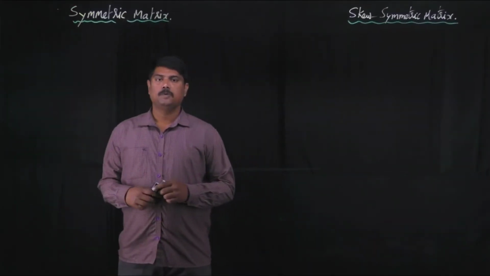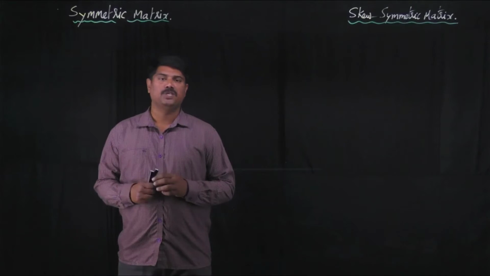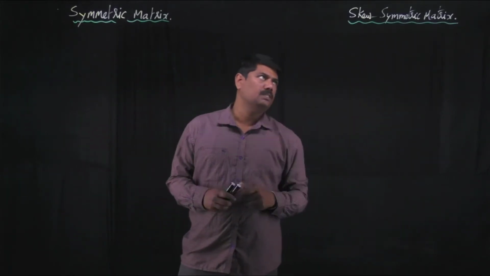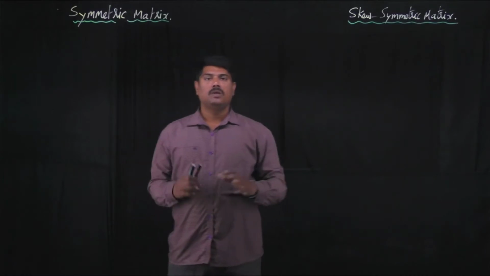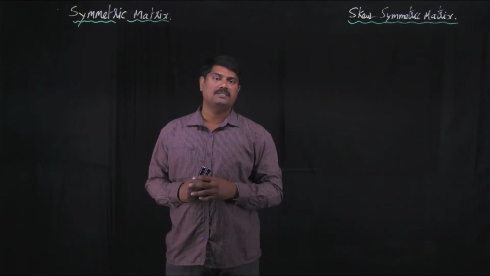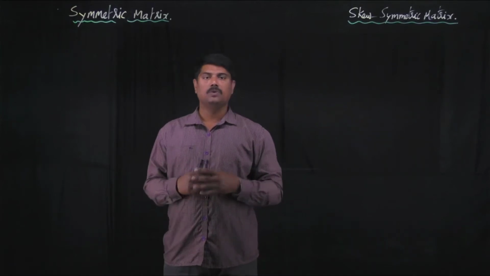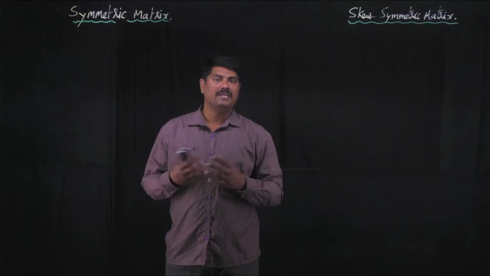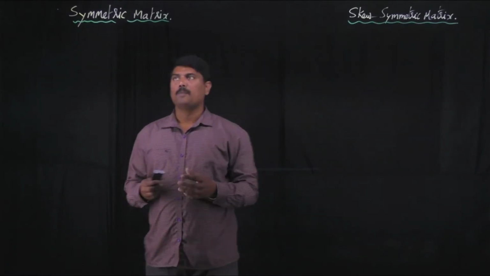In the transpose concept, we have two definitions. One is a symmetric matrix and the second one is a skew symmetric matrix. Now let us see the definitions of symmetric and skew symmetric matrices and how we can give examples of symmetric and skew symmetric matrices. Later we will discuss their properties.